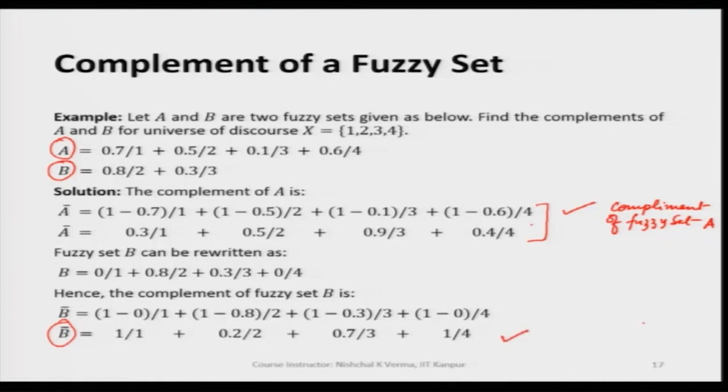Please note that the universe of discourse here is given, and this contains 1, 2, 3, 4. So, we are excluding all other values other than 1, 2, 3, 4. This way we find the complement of fuzzy set B. So, this will be the complement of fuzzy set B.